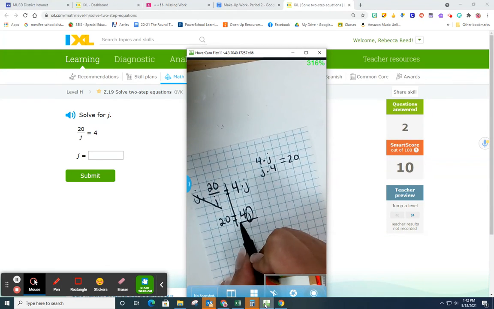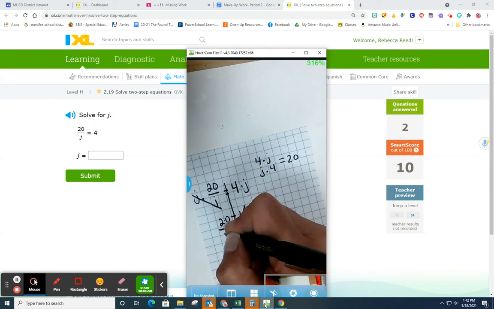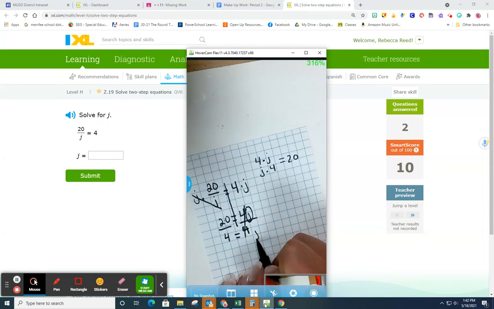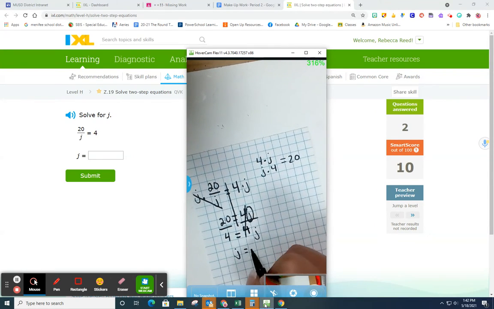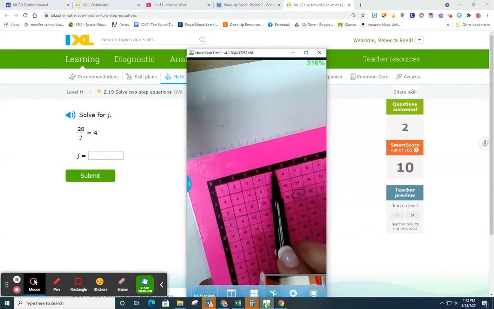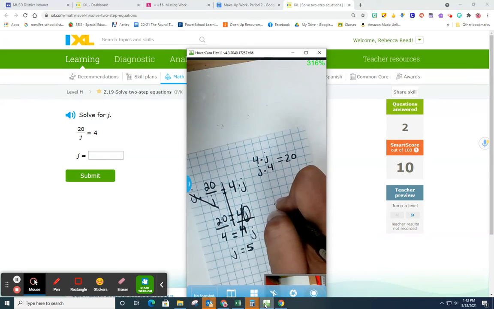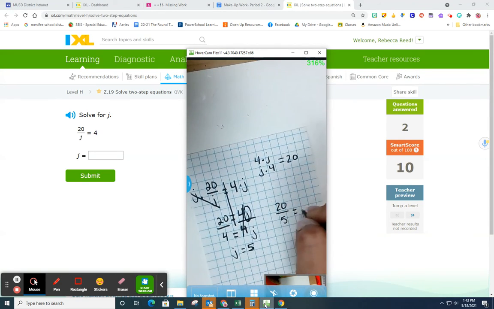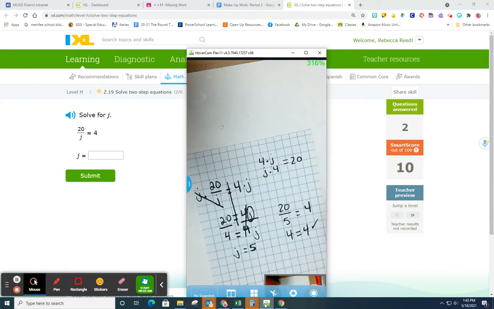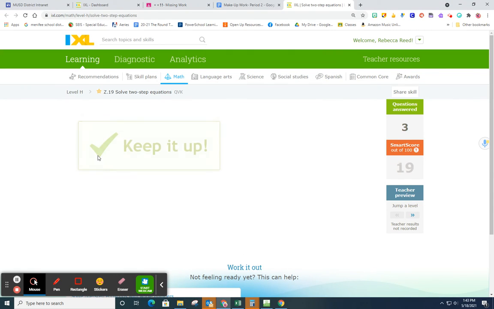I'm going to do the opposite operation to get rid of my 4 because I can work with that. I can take 20 divided by 4, and that's going to give me J. J equals 5, because I know that 4 times 5 equals 20. I can go back and substitute this. If I take 20 divided by 5, is that going to equal 4? 4 equals 4. It sure does. Let me go back in and type my 5. Boom. All right. Hopefully this helps you.